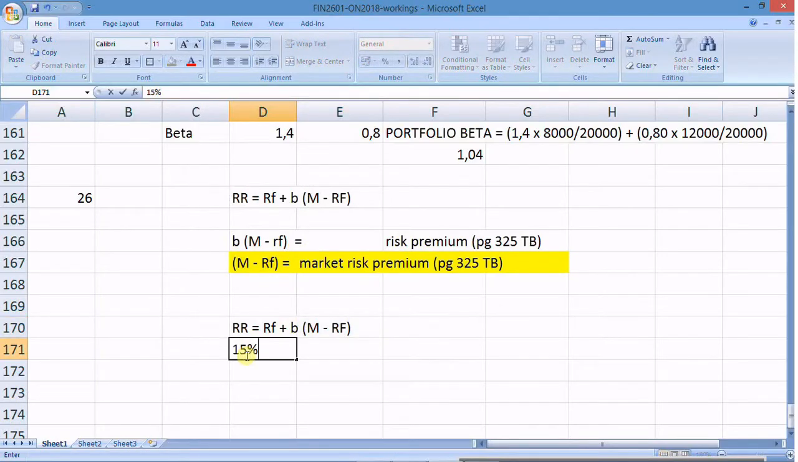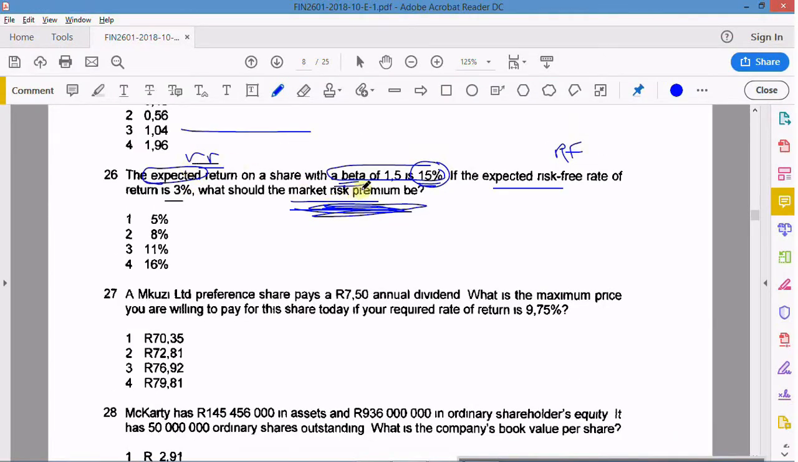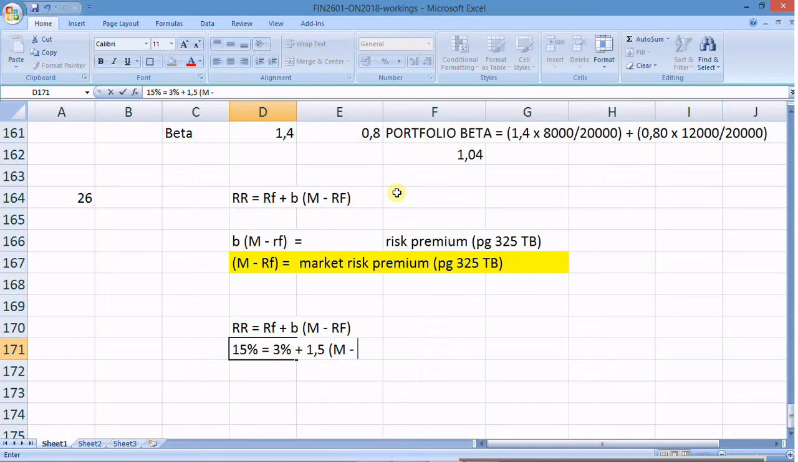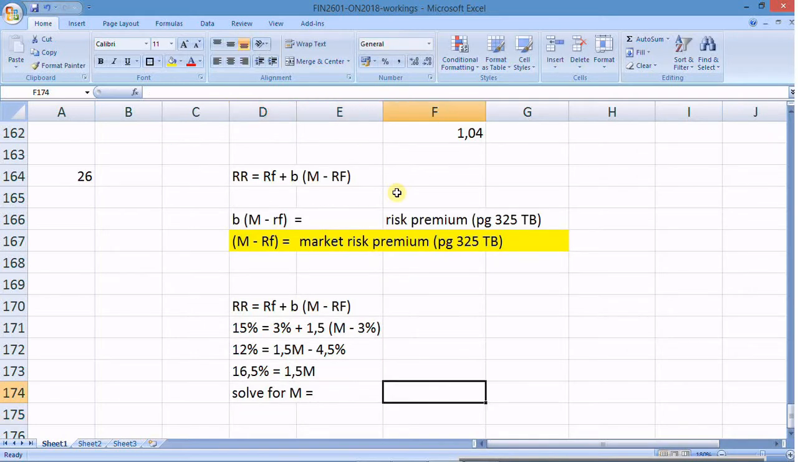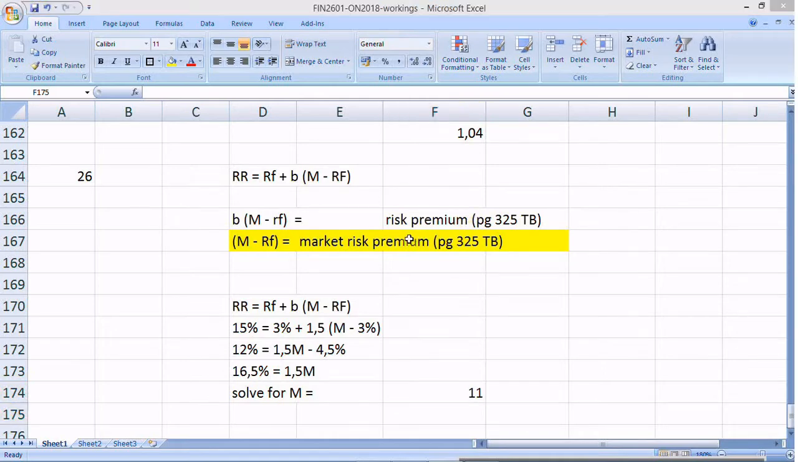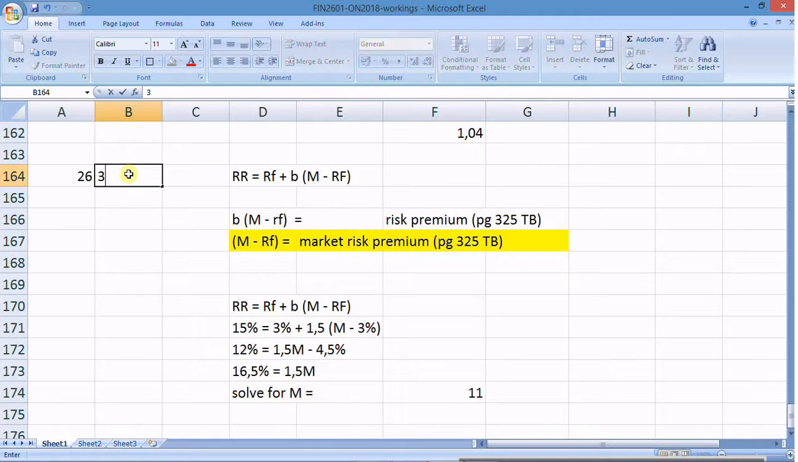All right, so 15% will equal the 3%, plus what is beta? 1.5 times the market return minus the 3%, close brackets. So then we can work that out. 15 minus 3 is 12% equals 1.5 times M, 1.5M, minus 1.5 times 3, which is 4.5%. Then take the 4.5 across, which is 16.5%. 16.5% equals 1.5M. Then you have to divide, solve for M. What you do to the one side, you do to the other. So 16.5 divided by 1.5 gives you 11. Makes sense.